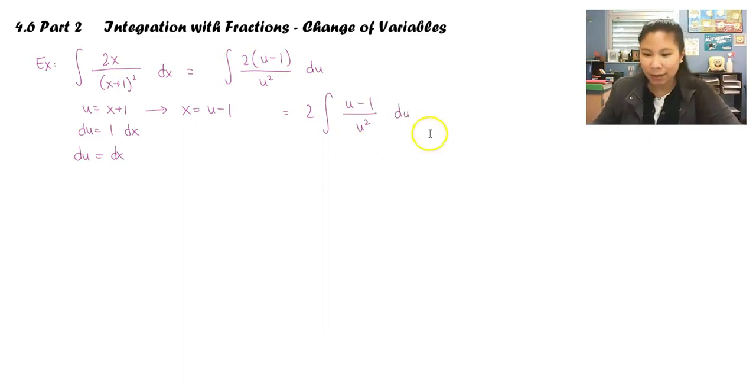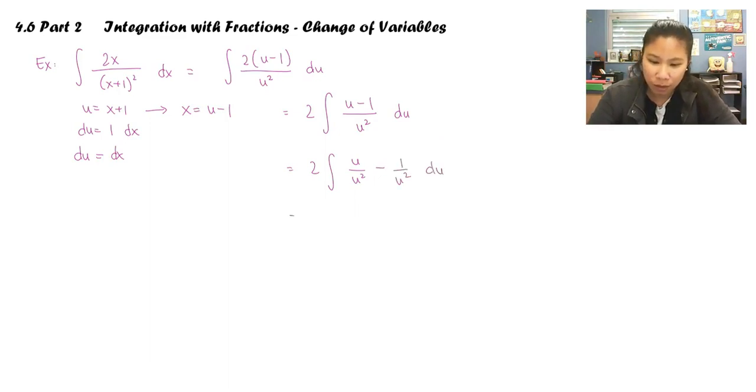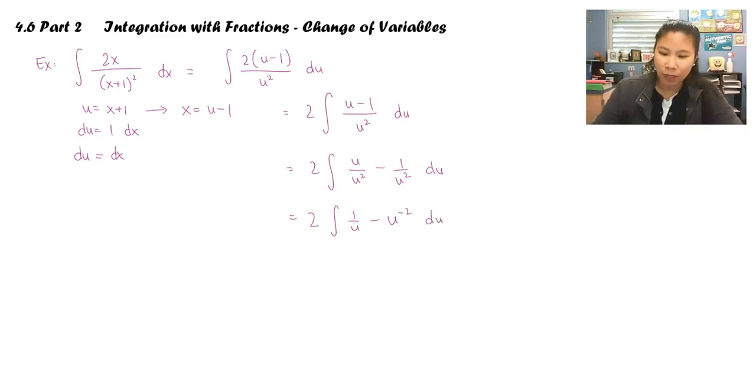And then because now I still have a fraction, but I only have one term on the bottom now, I can actually split this up into multiple fractions. So as long as you only have one term on the bottom, you're allowed to split the fractions. So I can go u over u squared minus 1 over u squared. So then u over u squared is just 1 over u minus u to the negative 2 du.